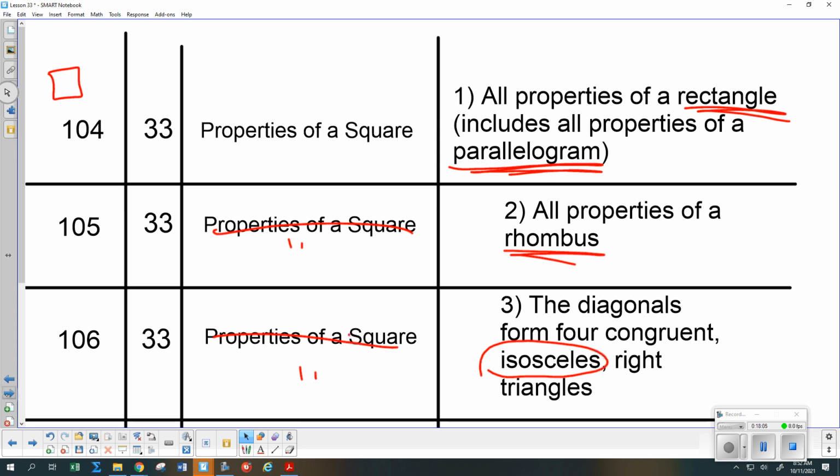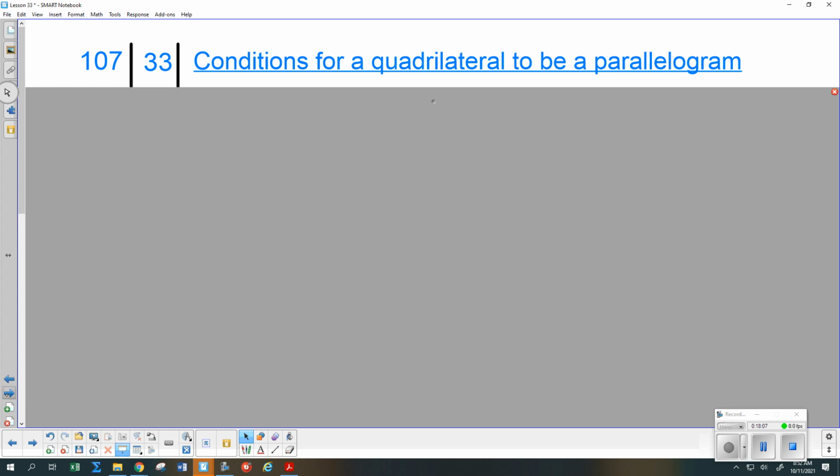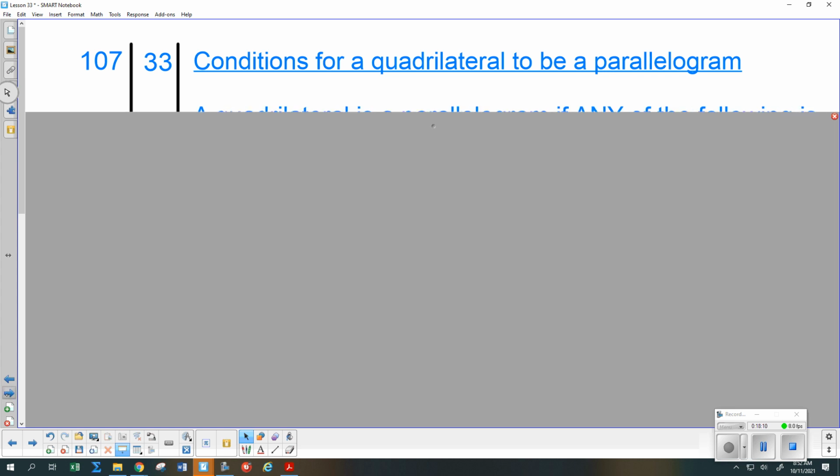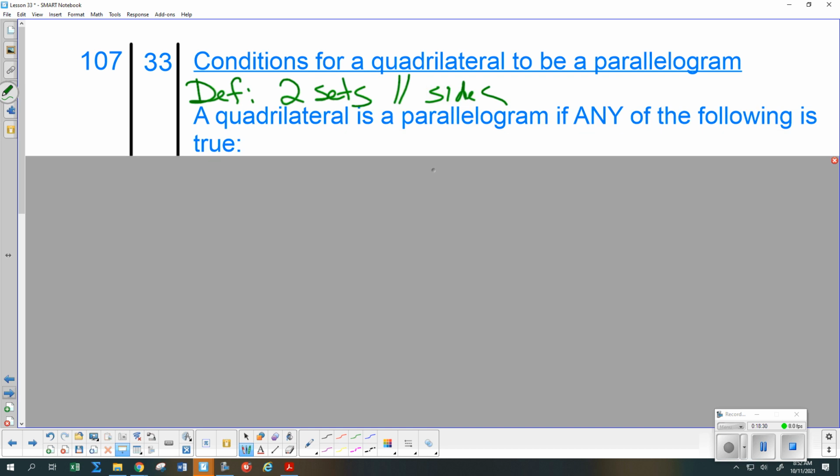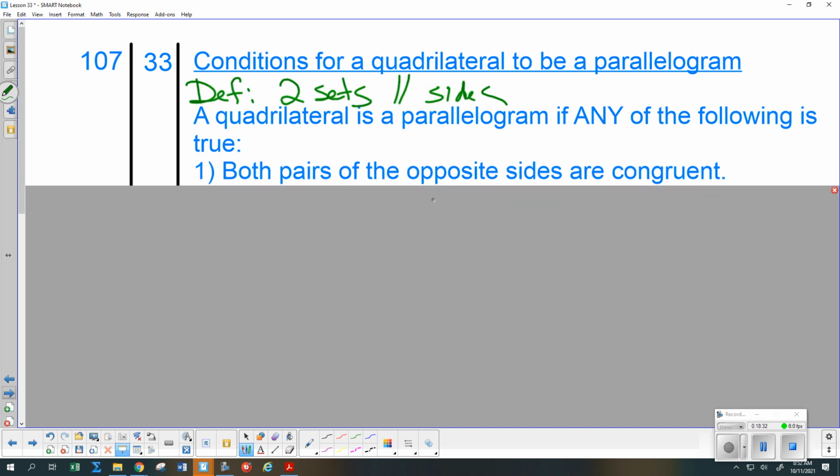So for this section of our notes, if I want to prove it's a parallelogram, I could do it by definition. I could show two sets of parallel sides. But maybe I don't have enough information to be able to say that in my proof. So something I could do instead, I could say both sets of opposite sides are congruent. That's enough for it to be a parallelogram.